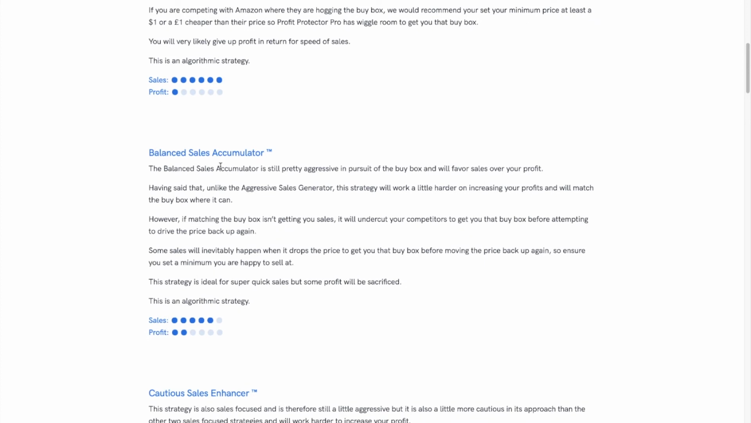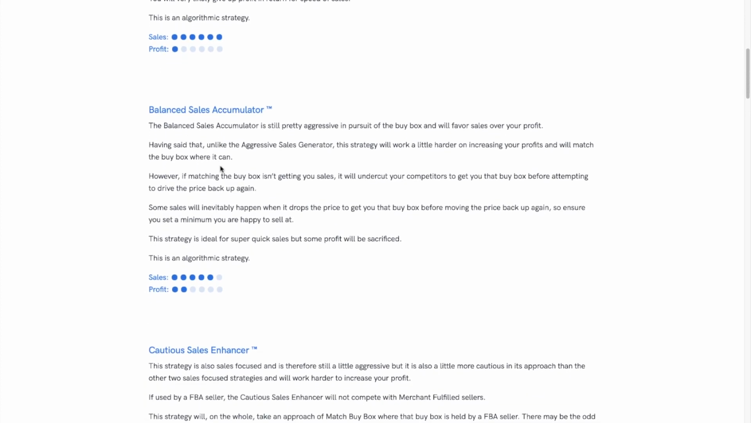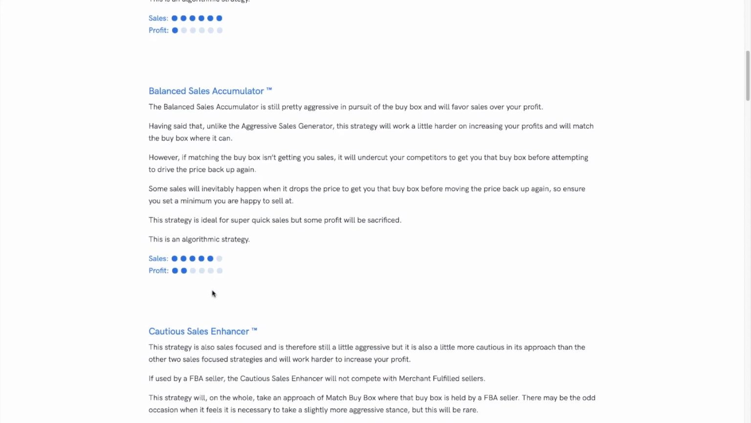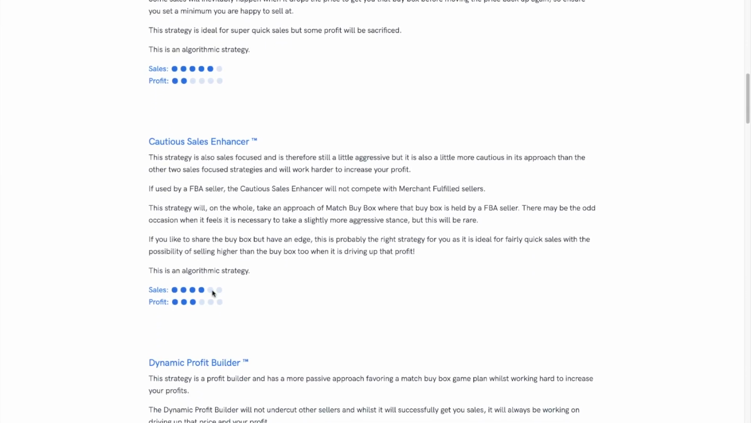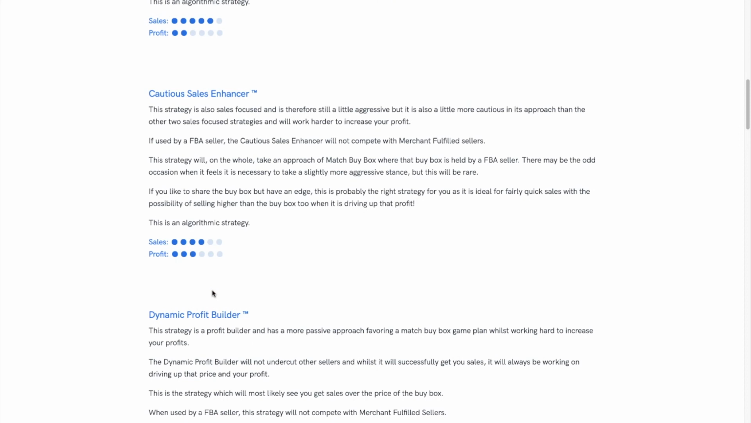You've then got the balanced sales accumulator. You can see here, once again, we're still pretty sales focused, but we've moved very slightly more towards some profit. So where it can, it will increase your profit with the balanced sales accumulator, but it's still very sales focused. Then as you go to cautious sales enhancer, that's becoming a little more balanced in terms of what it's looking to achieve.